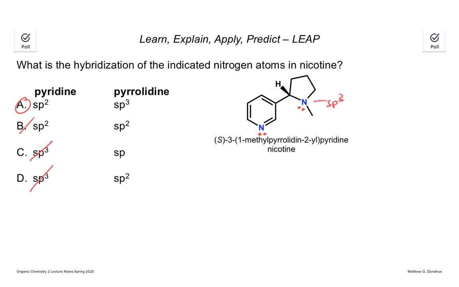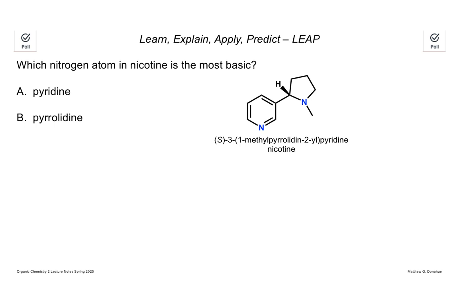Don't want to jump the gun here. Any questions on that? So the next question is, of those two, which one is more basic? So sp2, sp3, that really helps us answer the question. So it's the pyrrolidine type that's more basic.